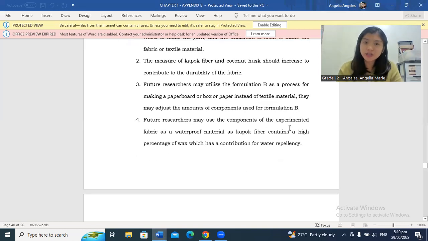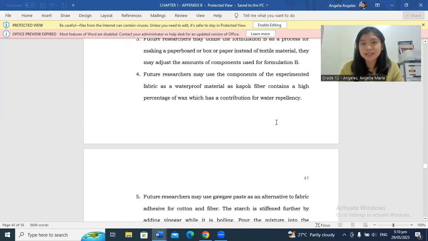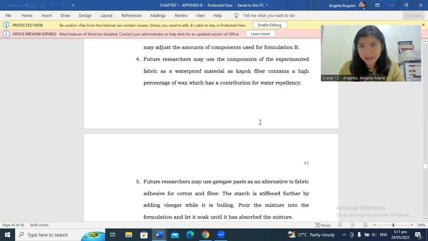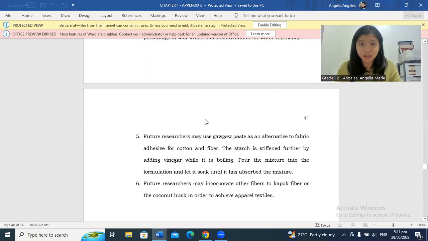And then future researchers may use the components of the experimented fabric as a waterproof material, as kapok fiber contains a high percentage of plastic that makes contribution for water repellency. So, ito, waterproof material. Alam niyo na yan.